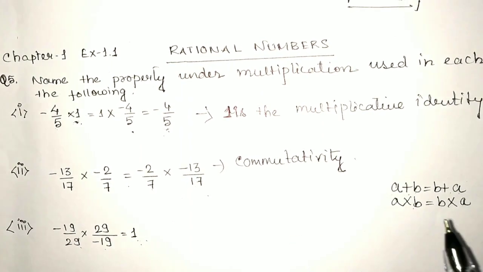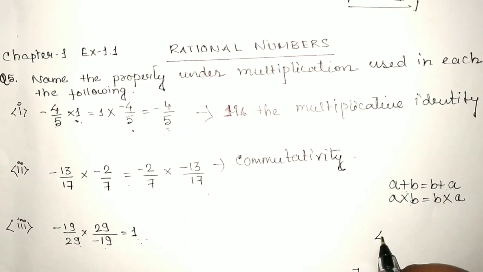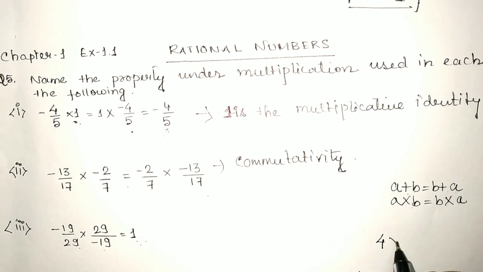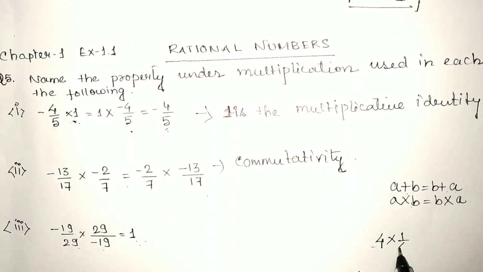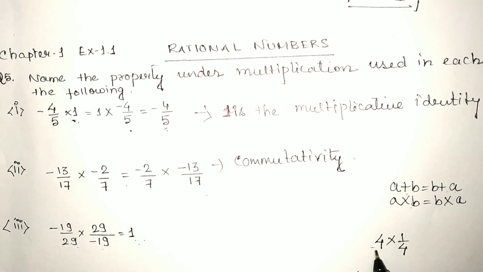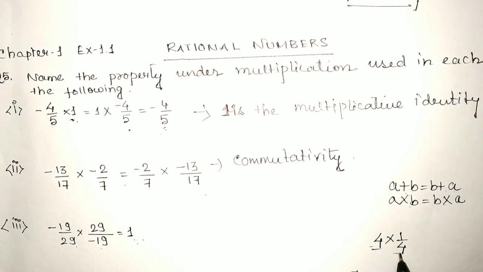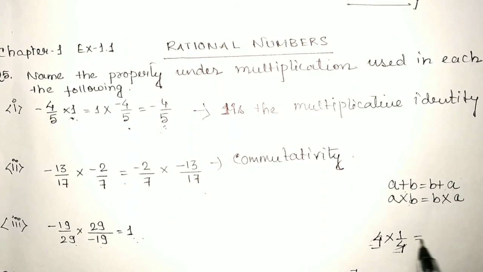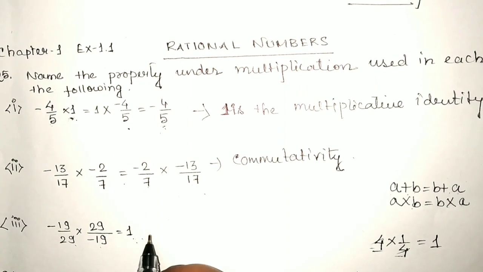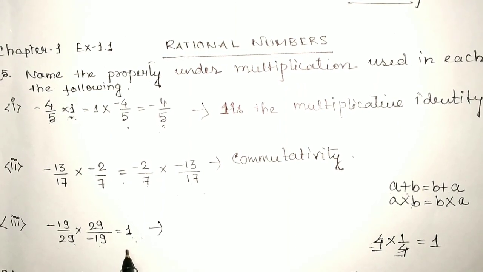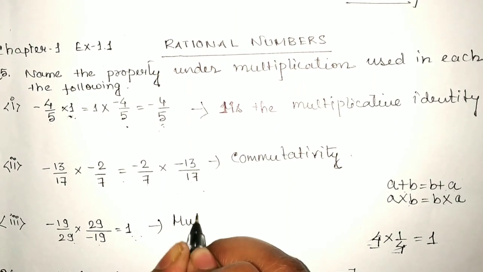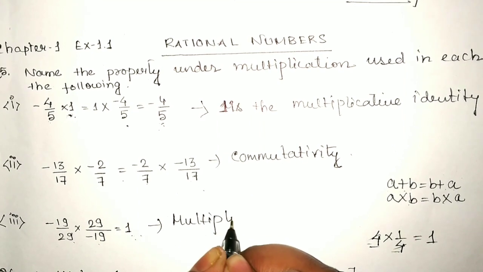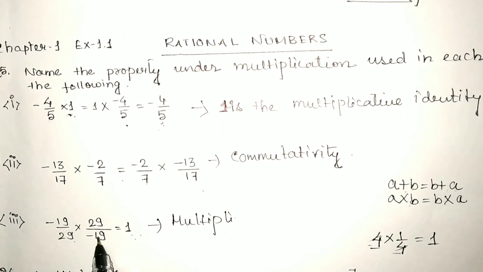That means like if the number is say 4 and the multiplicative inverse of this number is 1 by 4, and after multiplying the number with its multiplicative inverse, if we get 1, then we can say that this is multiplicative inverse. So this is which property? It's multiplicative inverse, because after multiplying with the reciprocal we are getting 1.